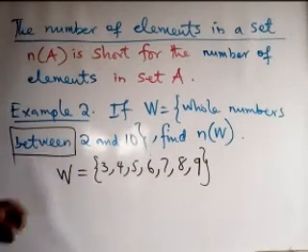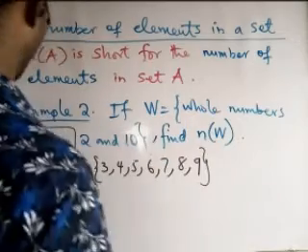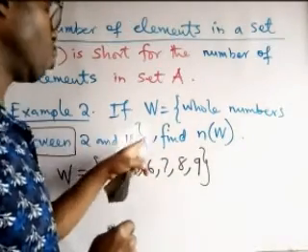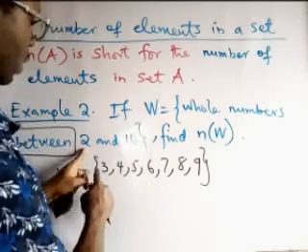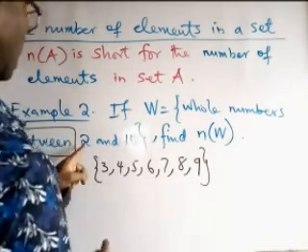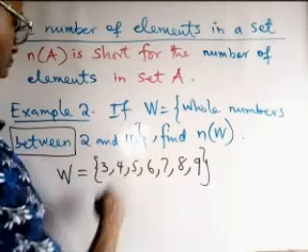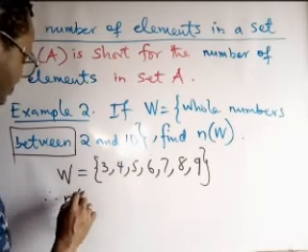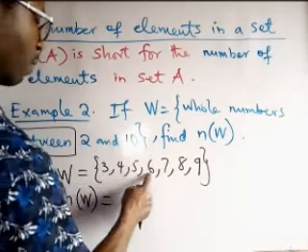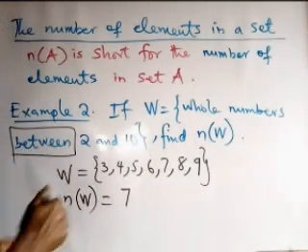I'll stop. If the question was: W equals whole numbers between 2 and 10, and they added the word inclusive, it means 2 will be there and 10 will also be there. But if the word inclusive is not there, that means numbers between. You start from 3 to end on 9. So the cardinality, or the number of elements in W, will now be 1, 2, 3, 4, 5, 6, 7, just 7 without any bracket.